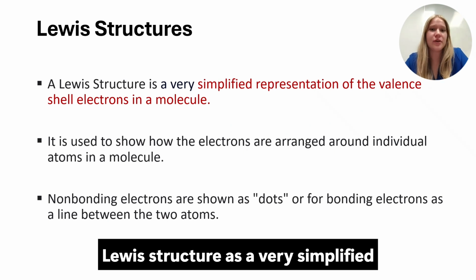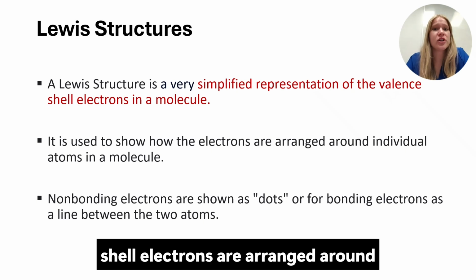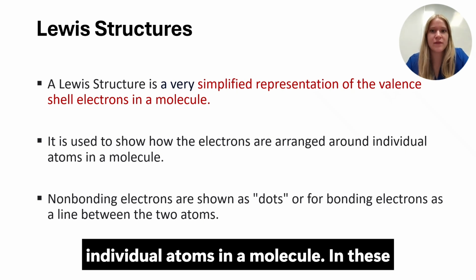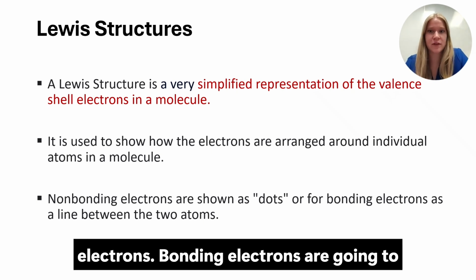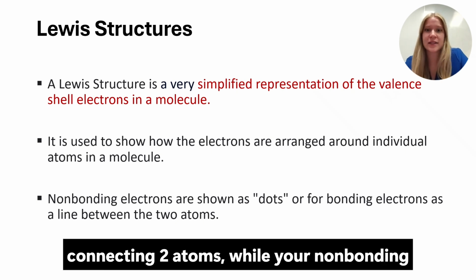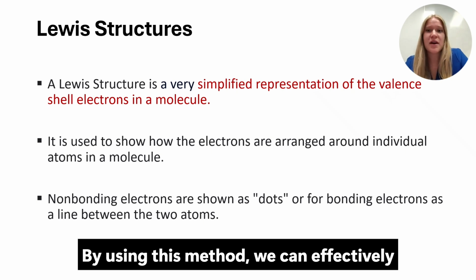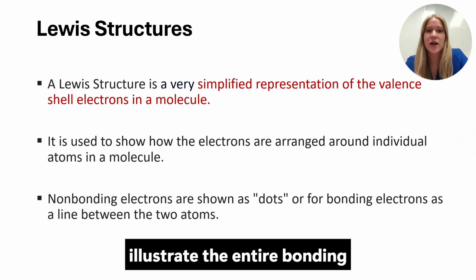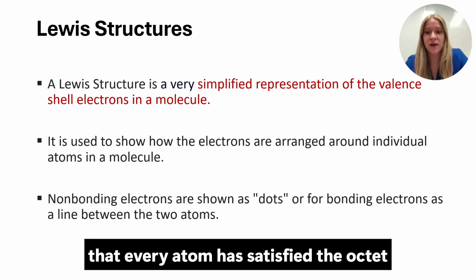You can think of a Lewis structure as a very simplified representation that shows how valence shell electrons are arranged around individual atoms in a molecule. In these diagrams, we use specific symbols to distinguish between different types of electrons. Bonding electrons are going to be represented by a line that's connecting two atoms, while your non-bonding electrons continue to be shown as dots. By using this method, we can effectively illustrate the entire bonding architecture of a molecule and confirm that every atom has satisfied the octet rule.